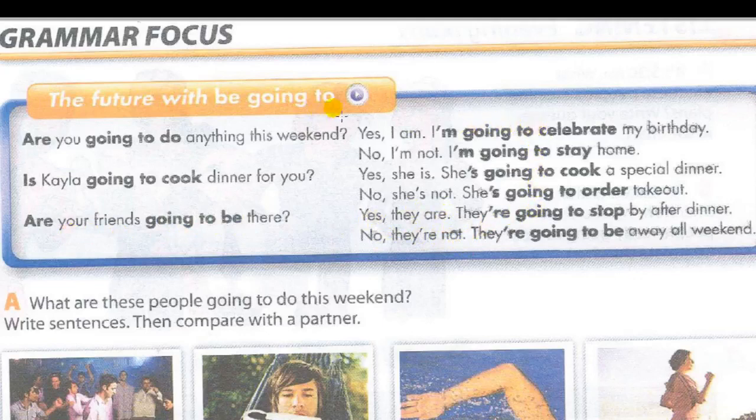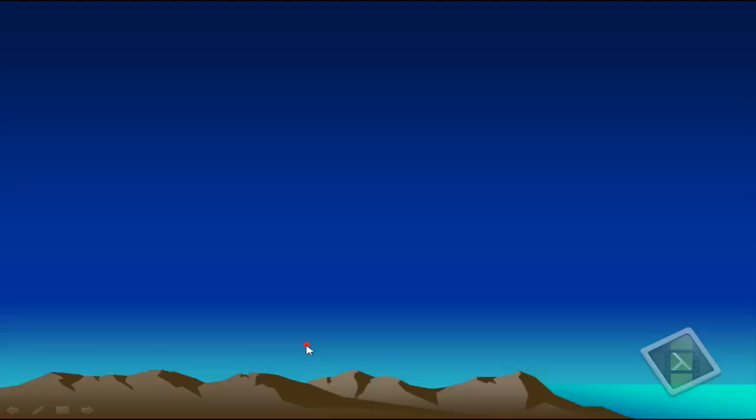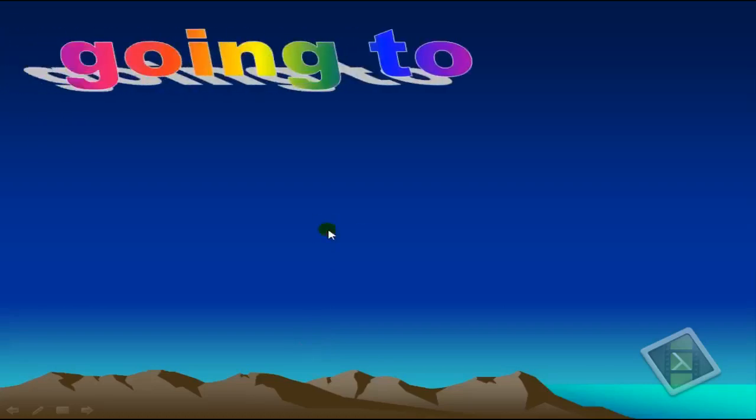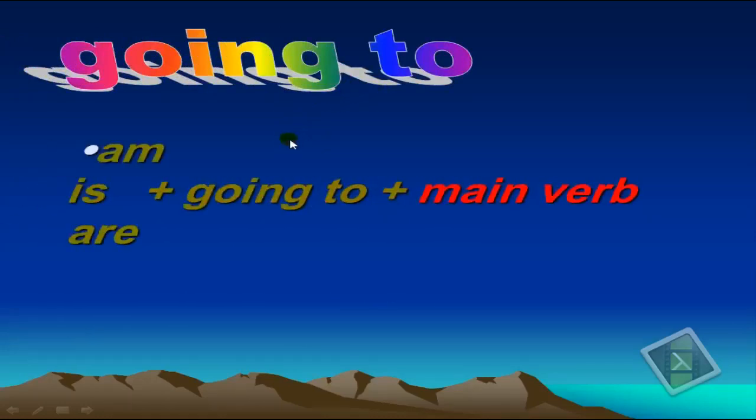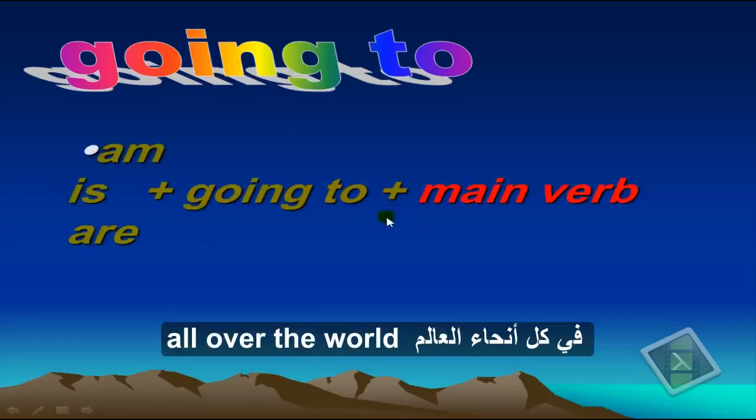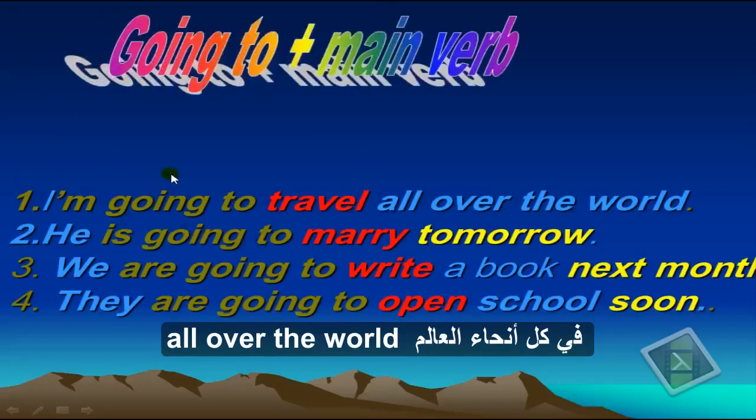To make a sentence with going to: subject, I, he, she, it, we, you, they. This is the subject: am, I am; is, he, she, it; are, they, we, you. Going to, infinitive, main verb. We use going to or gonna to express the future. Subject, am, is, are, going to plus main verb.